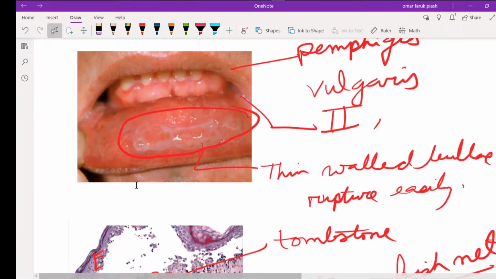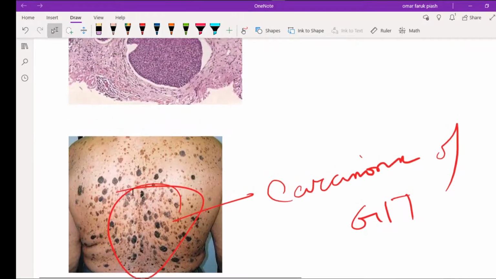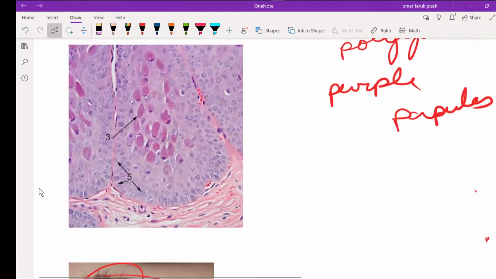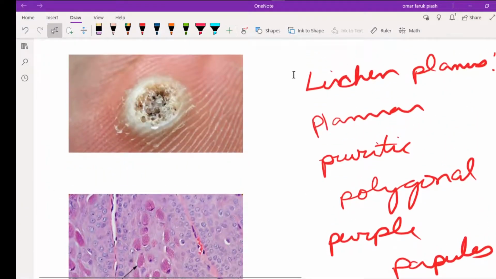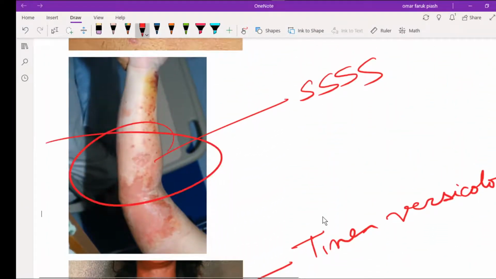The other picture is SSSS, staphylococcal scalded skin syndrome. In staphylococcal scalded skin syndrome, there is sloughing of the erythematous rash and fever, which leads to significant skin loss. It is due to Staph aureus. And this is the picture of staphylococcal scalded skin syndrome, due to Staph aureus infection.